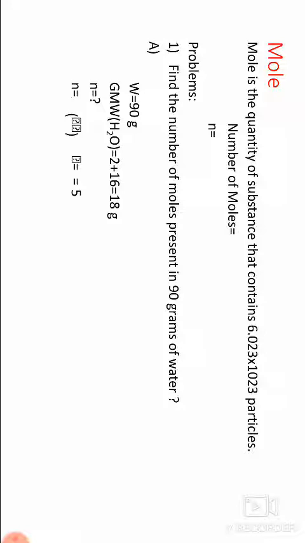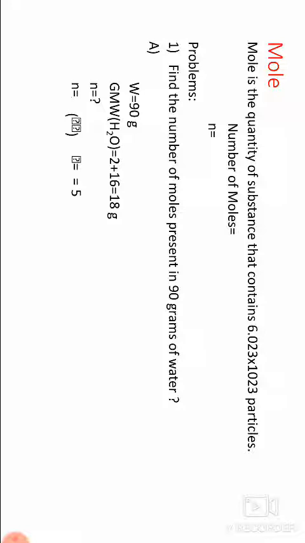Another definition of mole: the amount of substance containing the same number of particles as the number of atoms present in 0.012 kg, or 12 grams, of carbon. Mole is equal to the gram atomic weight of the elements. Example: 23 grams of sodium is equal to 1 mole.